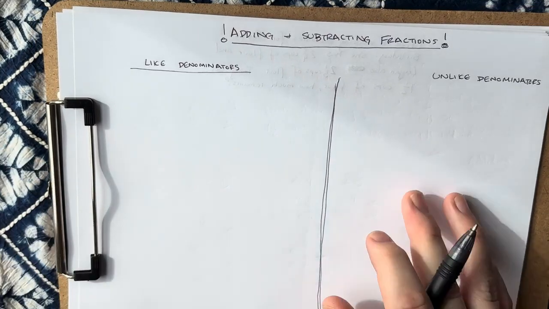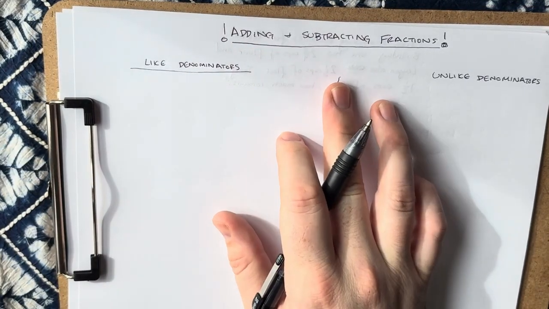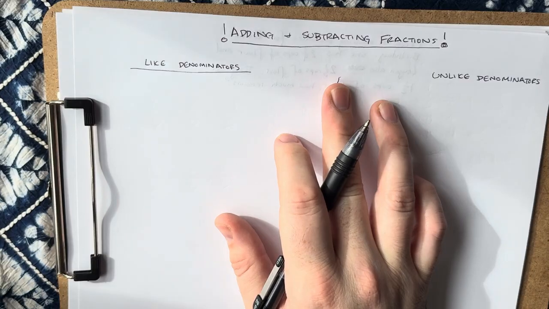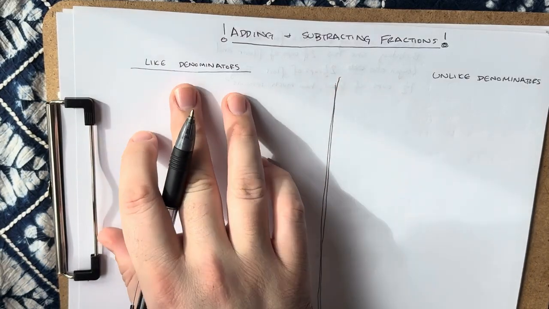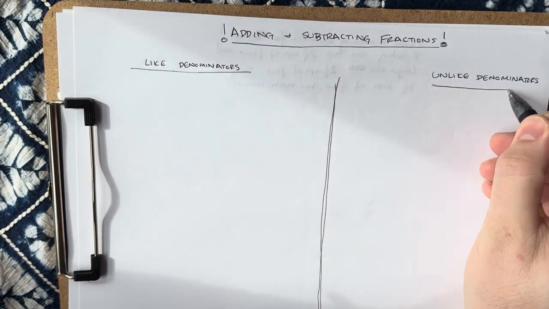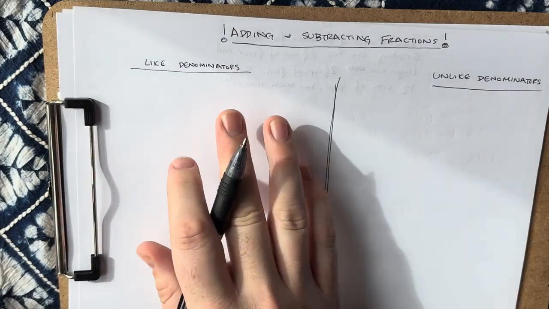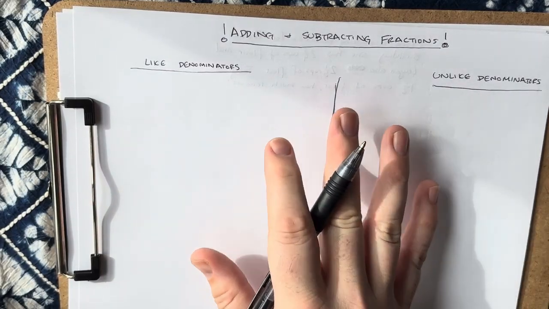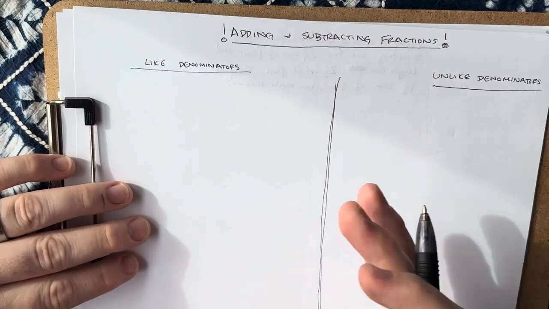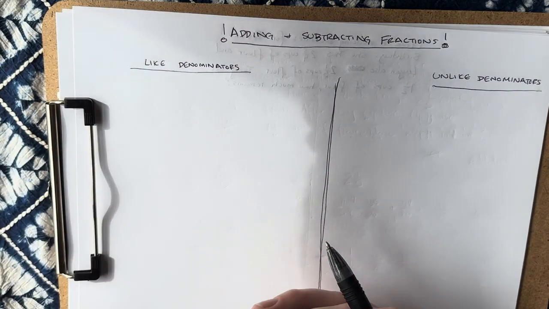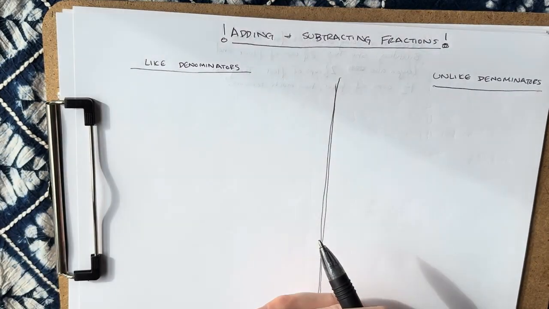So take a look here, adding and subtracting fractions. We're going to put this into two places, like denominators and unlike denominators. Starting with like denominators, it's pretty simple with adding and subtracting. You just follow along the whole process, keeping your denominator the same, of course.